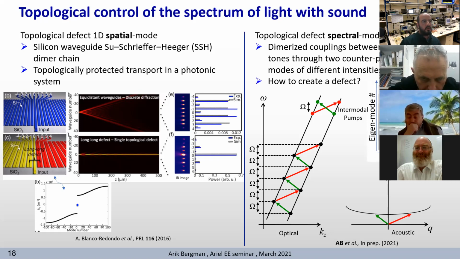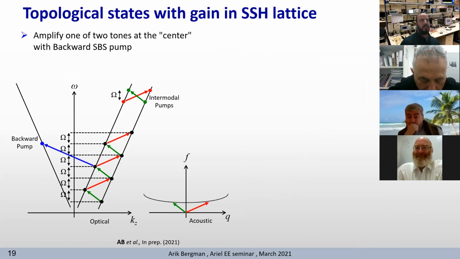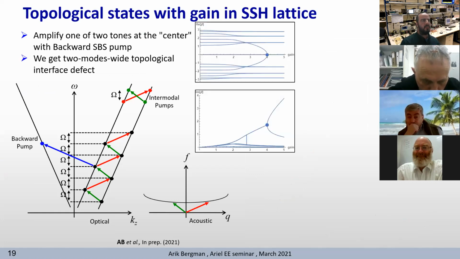The question now was how to define a boundary and create a defect without resorting to dispersion engineering through structural or material modifications in the waveguide. Our solution was to introduce gain through backward Brillouin scattering. What we got is a two-mode wide topological interface defect. Here we see that above a certain pumping threshold, a defect state is formed in the bandgap. The bifurcation you see is associated with parity-time symmetry breaking in non-conserving systems. We will explain how to treat it in the non-Hermitian framework in a few slides.